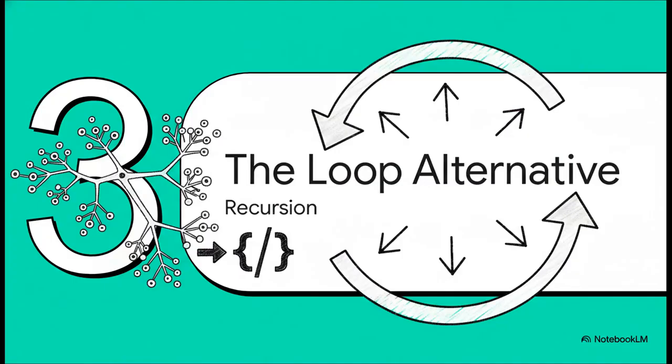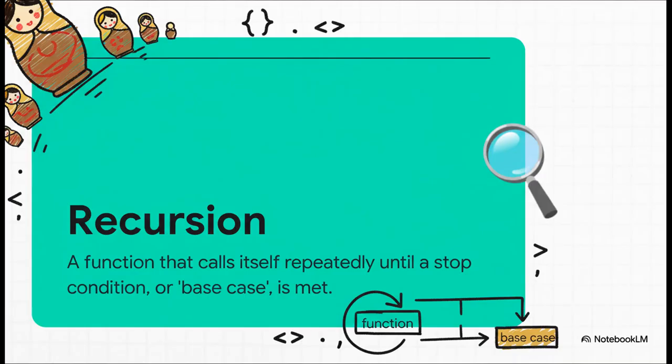Okay, section 3 is the loop alternative. Let's talk about a different way of thinking with recursion. So recursion, what is it? It's a technique where a function just calls itself to solve a problem. It works by breaking a big problem down into smaller, identical pieces. The key, and this is absolutely critical, is that it has to have a base case, a point where it knows to stop.